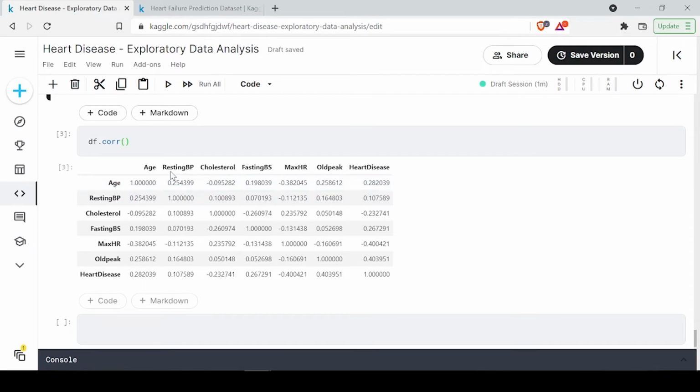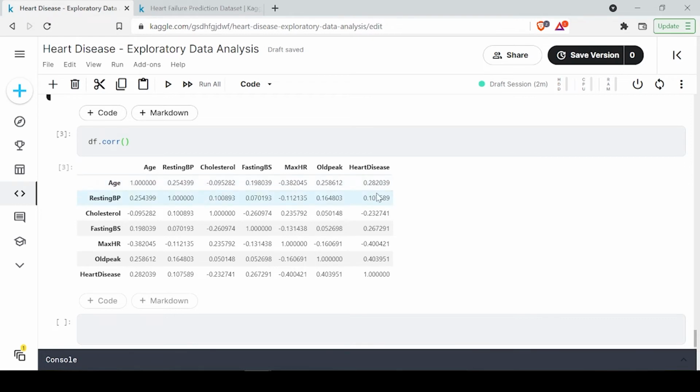age increases, resting BP also increases. Okay, but the problem is it is 0.25. The closer it is to 1, the better the correlation. So from here you can see it is 0.25, meaning 25% correlation. It is not exactly 25, but we can treat it like that. It is correlated but not that much. Okay, a value near 0 will give you almost 0 correlation. Like here you can see 0.09, almost 0, no correlation.